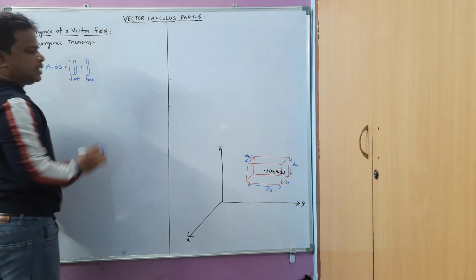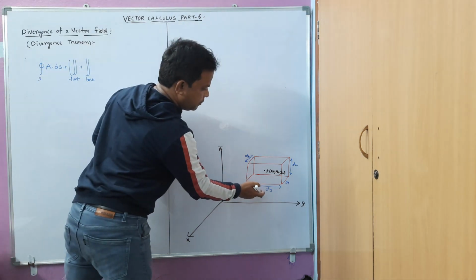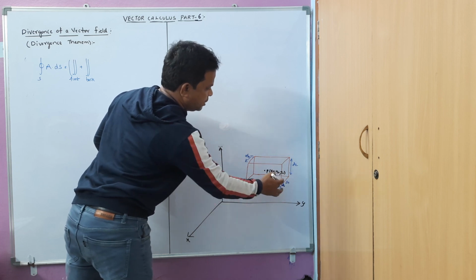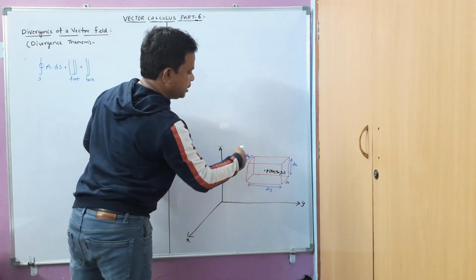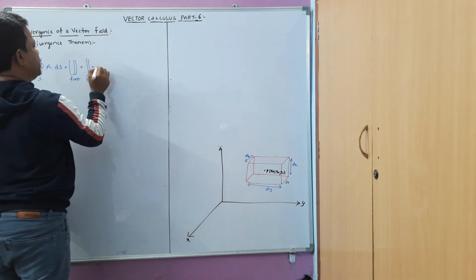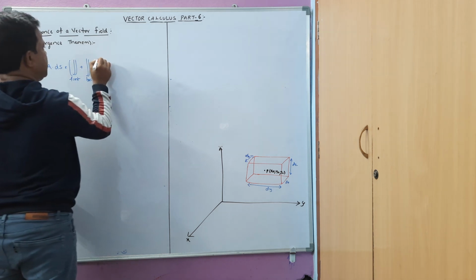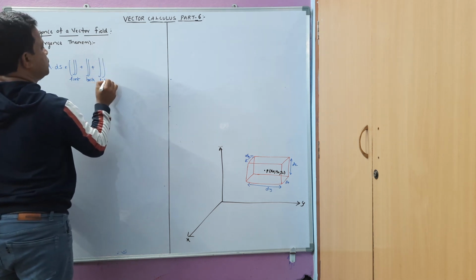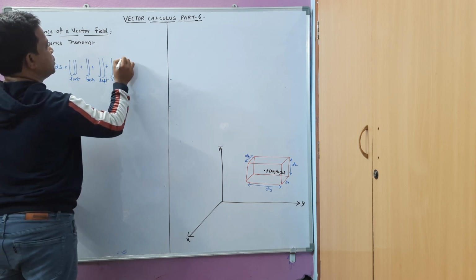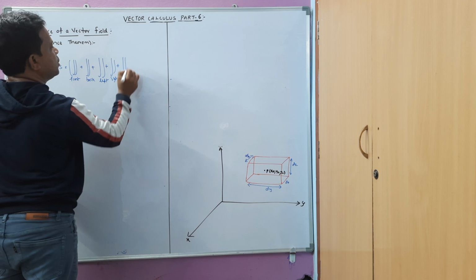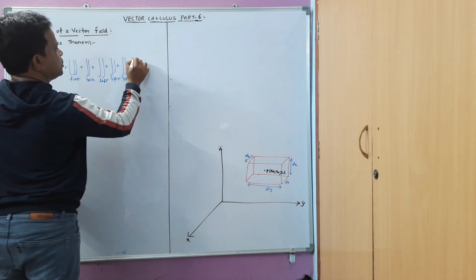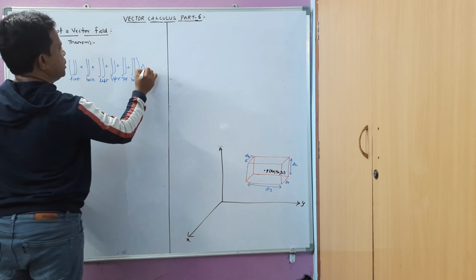Why are we taking double integration? Because the front surface means we are having dz and dy, and the top means we are having dx and dy, and so on. Front plus back, left plus right, plus top plus bottom. So totally we are having 6 faces here, A dot ds.